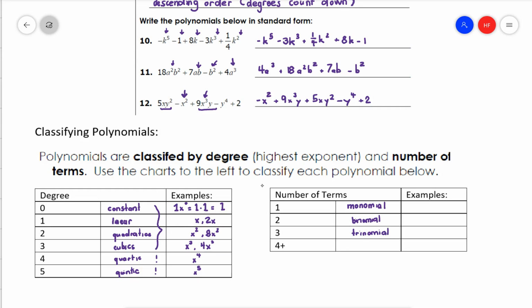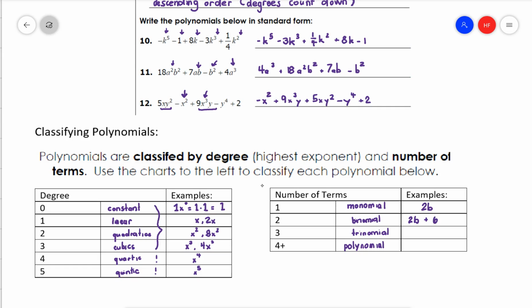And then if it has 4 or more, we just call it a polynomial, meaning it has more than 1. An example of a monomial would be something like 2b. Even though it looks like there's 2 terms, our terms are separated by plus and minus. So if there is multiplication between them, then they are still considered one term. A binomial would be something like 2b plus 6.